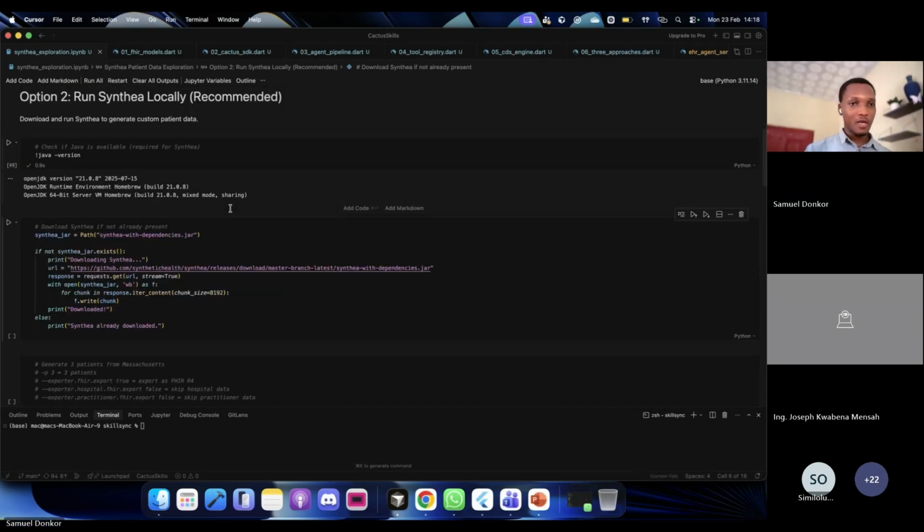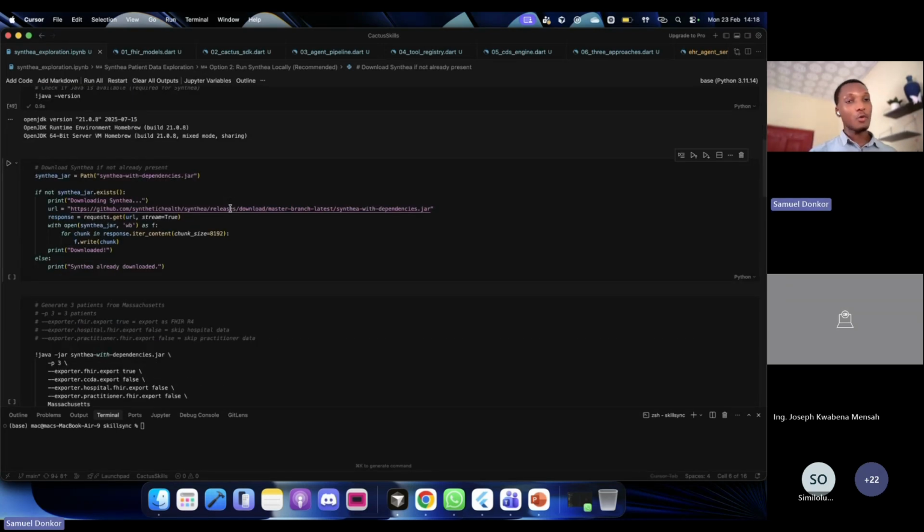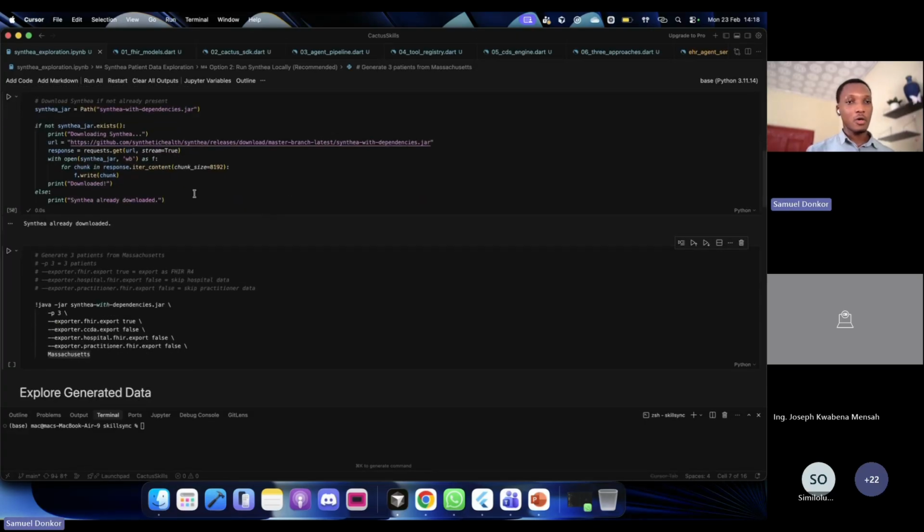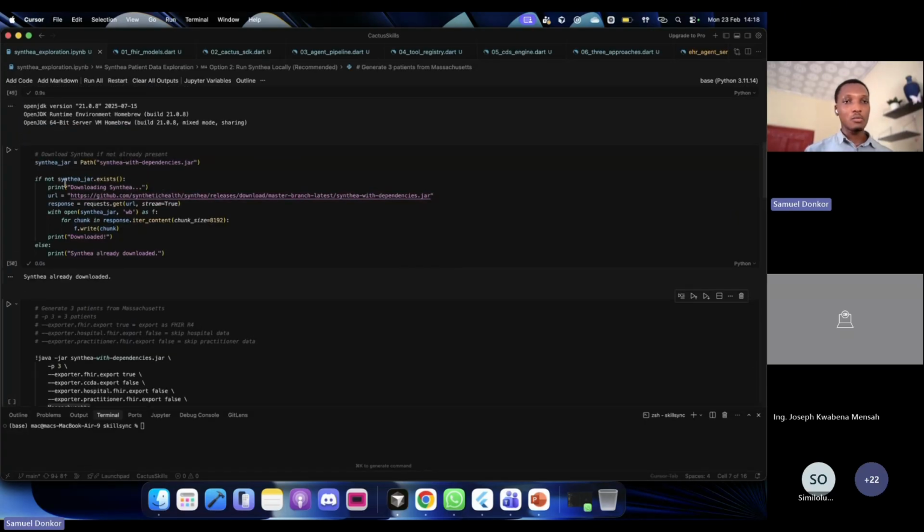That's pretty cool. Now what we'd like to do is download it if it's not already present, right? But I've already done this, so I should already have it. There's also the link to the data, if you want to generate your own synthetic data. So I already have it installed. The only thing this does is check if it already exists. If it doesn't, it goes ahead and downloads it onto your local machine.